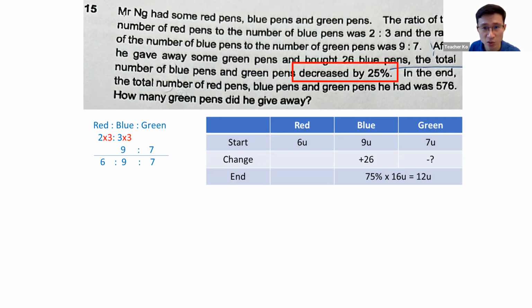All right, and I know in the end, the total number of red, blue, and green is 576. So let's take a look at the total. There's no change in the number of red pens, right? So the number of red pens remains at 6 units. So we have a total of 18 units, and this equals 576.